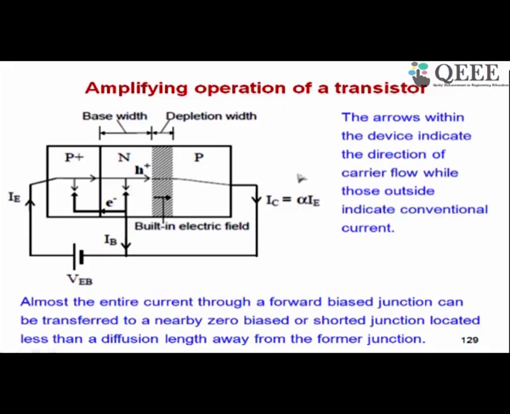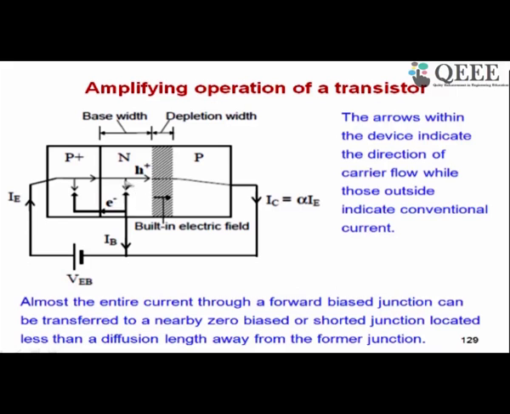You can see here IC, the collector current, is alpha times IE. IE is the emitter current. So let us see what this alpha is. Let us start from the emitter. The emitter is injecting some current, that is holes. Part of the holes are recombining with electrons injected from the N region and the remaining is getting injected. Part of that is recombining in the base and the remaining holes are reaching here.